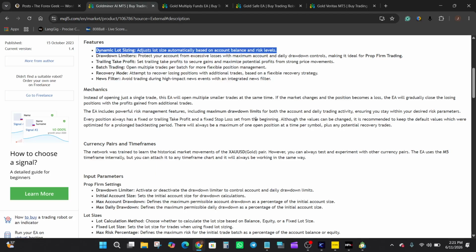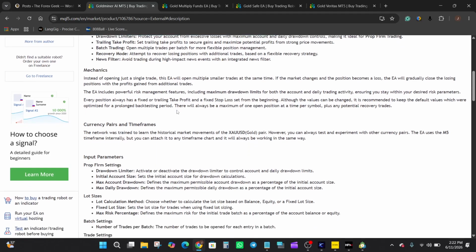The EA also includes trailing take profit functionality, allowing profitable trades to continue running while attempting to secure gains as price moves further in the desired direction. Another notable feature is batch trading, where multiple trades can be opened as part of a single trading setup rather than relying on just one position.